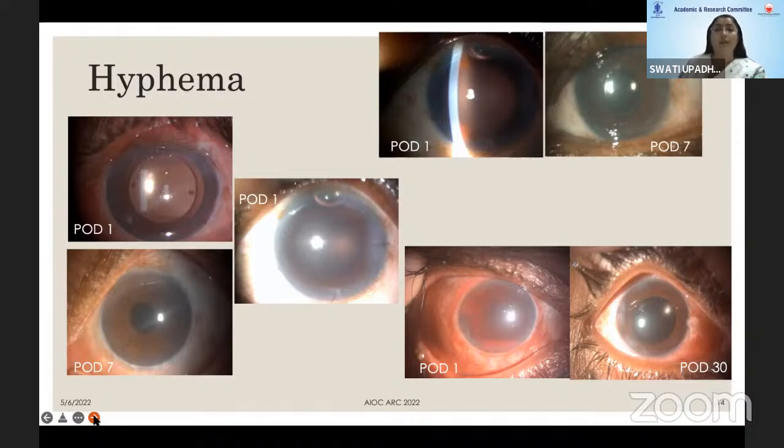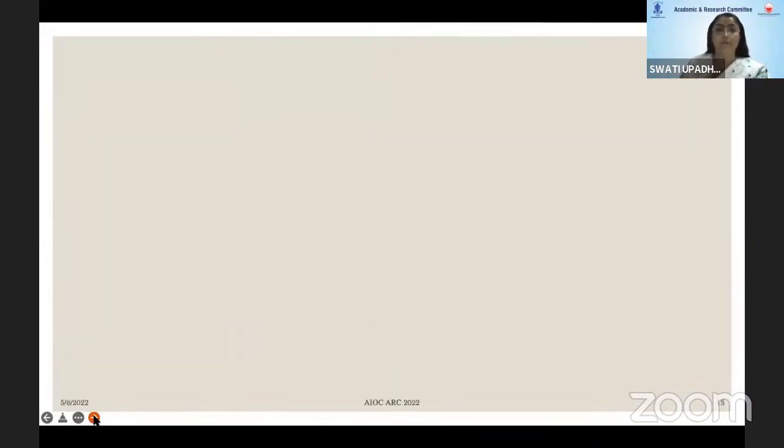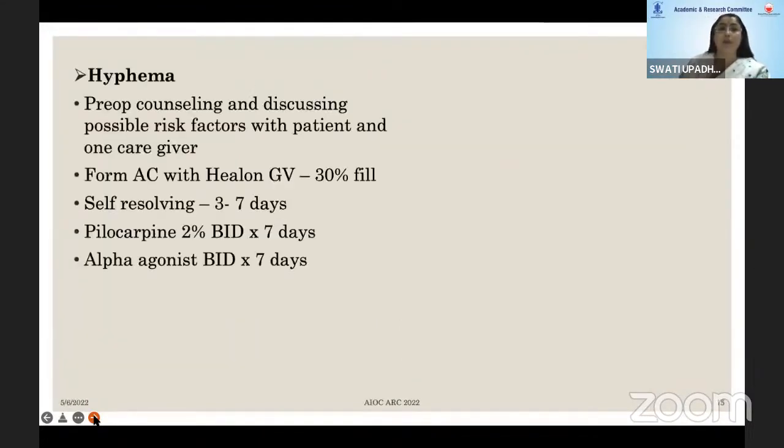And always we have to ask the patient to sleep on the side of surgery, so that whatever hyphema occurs will accumulate on the temporal side, and the nasal angle, which has the maximum collector channels, will still be open. So we have to remember to tell the patient to sleep on the side of surgery, which is very, very important. If you have hyphema, preoperative counseling, discussing possible risk factors with the patient and one caregiver is very important.